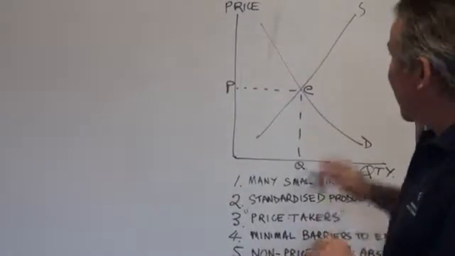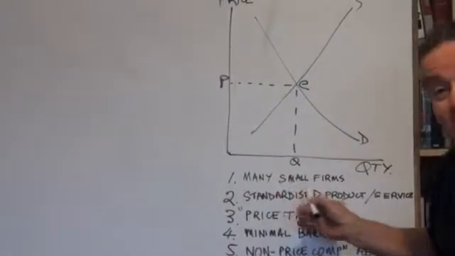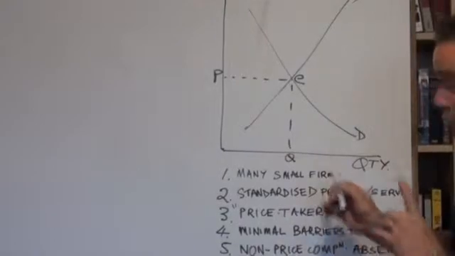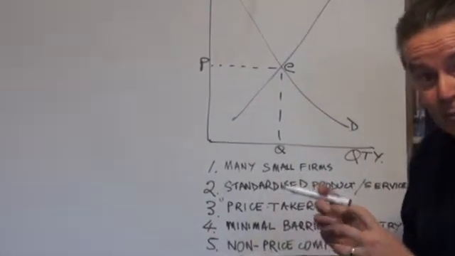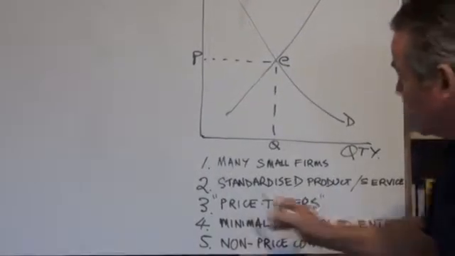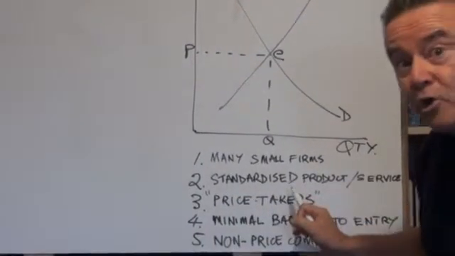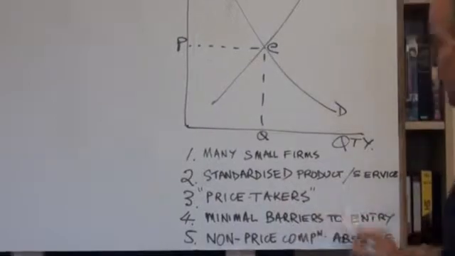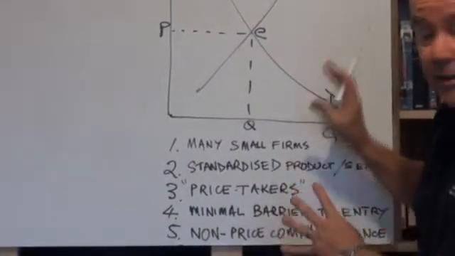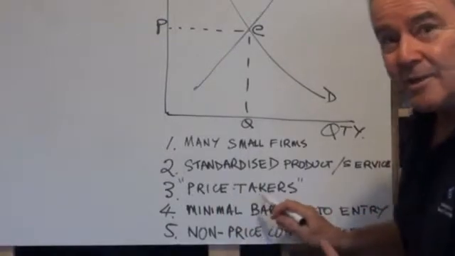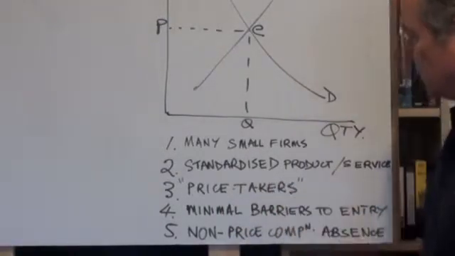We're talking about a market where we've got many small firms, so no one firm is big enough to actually influence market price by withholding supply. We're talking about standardised or homogenous or identical products or services. We refer to the firms operating in these markets as price takers. They have no control over price at all.